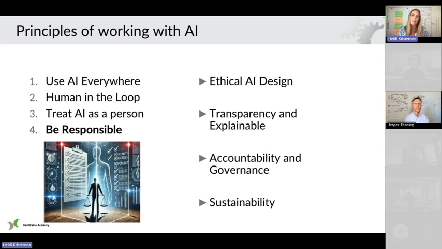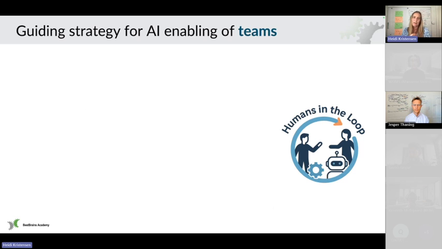So we use the right models at the right time. So that's our 4 principles. And next to that, we have some guiding strategies that I just quickly want to share with you when looking into AI enabling of teams.